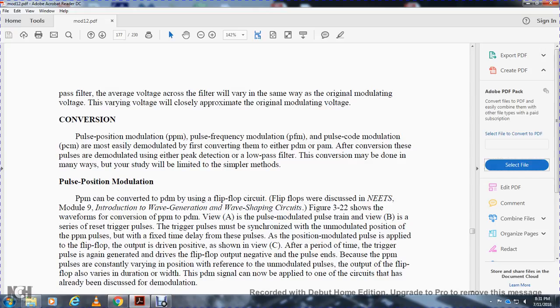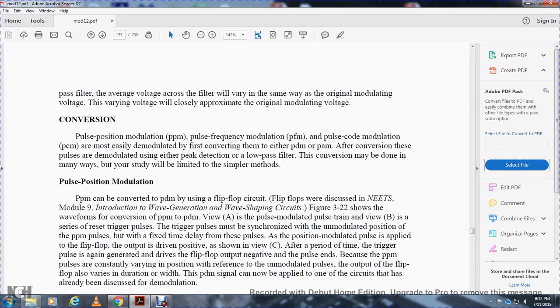Pulse position modulation can be converted to pulse duration modulation using a flip-flop circuit. The flip-flop is discussed in Neets Module 9, Introduction to Wave-Generation and Wave-Shaping Circuits. The waveforms of the circuit are shown in figure 3-22, the conversion of pulse position modulation to pulse duration modulation. View A is the pulse position modulated pulse stream. View B is the series of reset triggers, pulses that must be synchronized with the unmodulated position of the pulse.